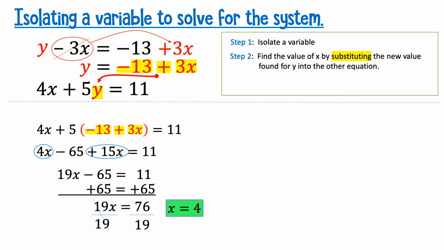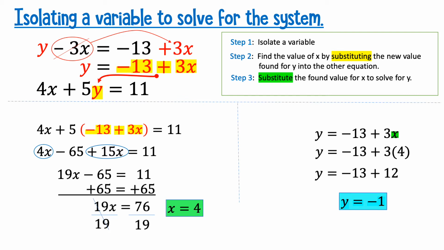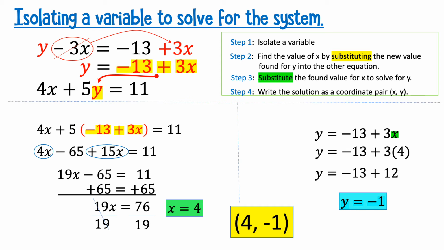After we've solved for x, we can take this value for x and plug it into either of the equations that we started with. Let's look at y equals negative 13 plus 3x, and we'll substitute x equals 4 into this equation. So we have negative 13 plus 12, y equals negative 1. The last step is to write the solution as a coordinate pair. X comma y, or 4 comma negative 1, is our solution. If we were to take the numbers 4 for x and negative 1 for y and substitute back into either of those equations, we'll see that this coordinate pair satisfies both equations.